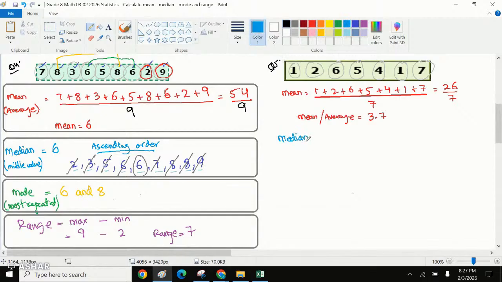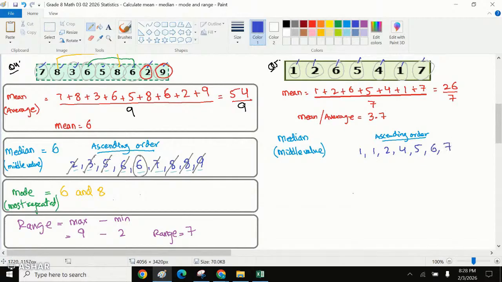We know that the median is the middle value. So we first arrange these numbers in ascending order. Ascending means from the smallest to the largest. The smallest number was 1. It was twice. So we write 1 and 1. Then this other number was 2. Then we had 4. Then we had 5, 6. And then we had a 7.